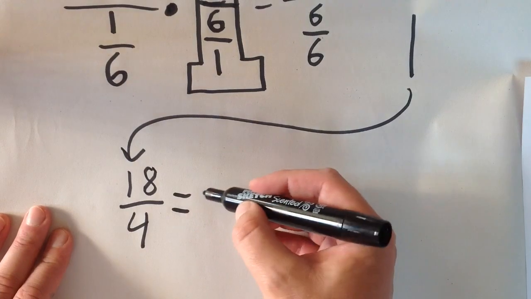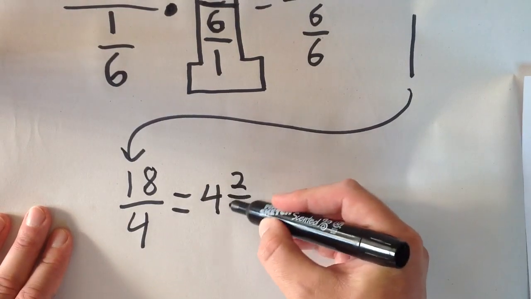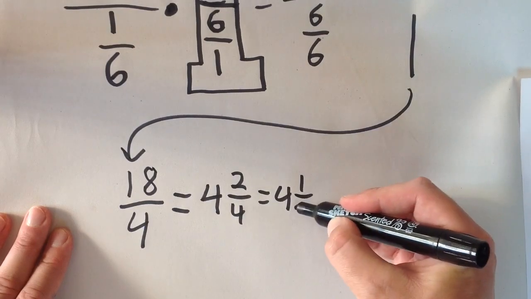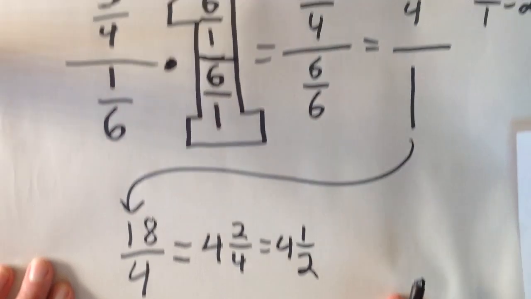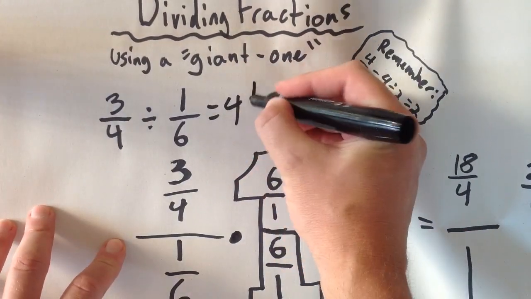So all I'm going to do is convert this into a mixed number. Reduce it one more time. And 4 1/2 is my answer. Therefore, 3/4 divided by 1/6 is equal to 4 1/2.